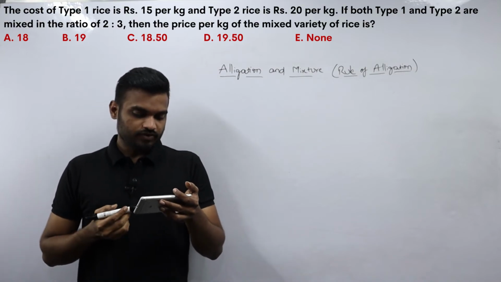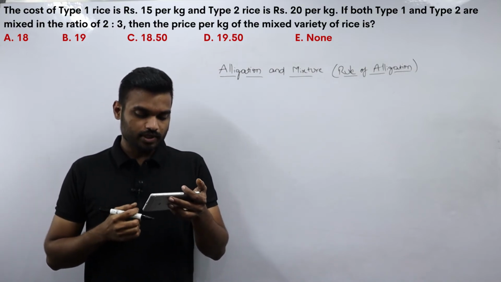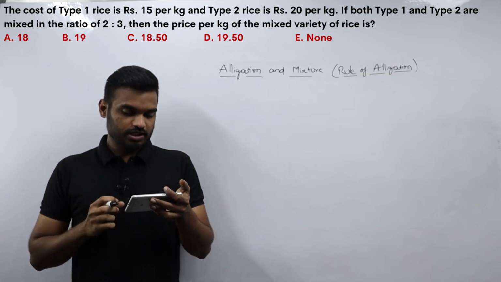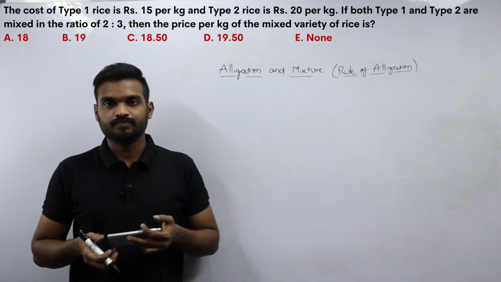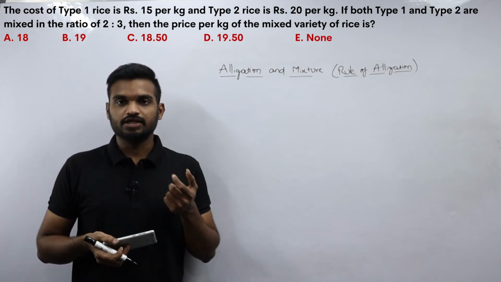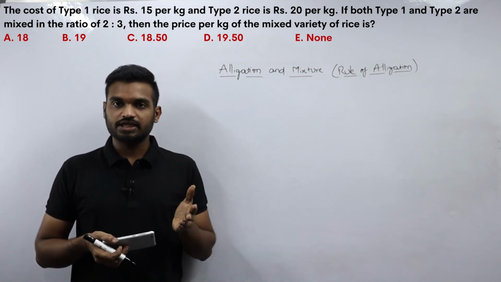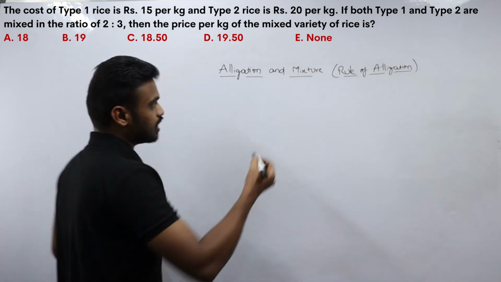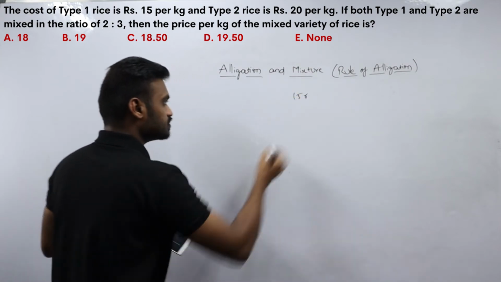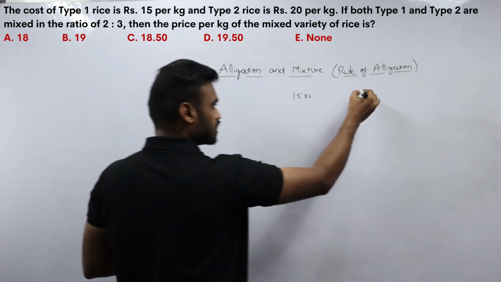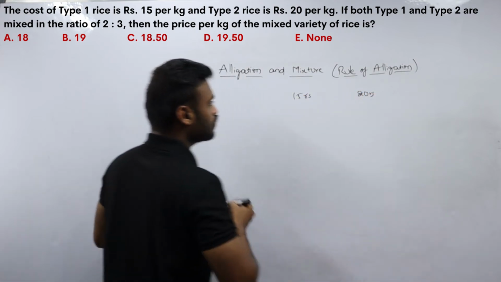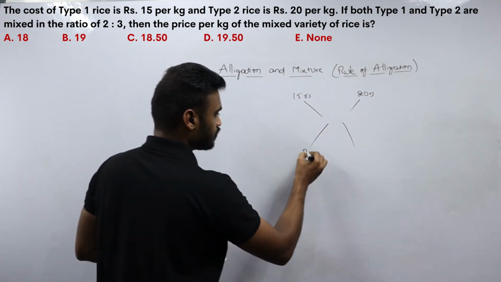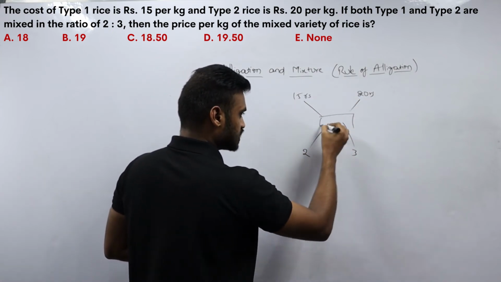Here, the cost of type 1 rice is 15 rupees per kg and type 2 rice is 20 rupees per kg. If both type 1 and type 2 are mixed in the ratio of 2:3, then the price per kg of the mixed variety of rice is? So we need to find the price of the resultant quantity. Here they have already given the ratio in which both quantities are mixed, 2:3.